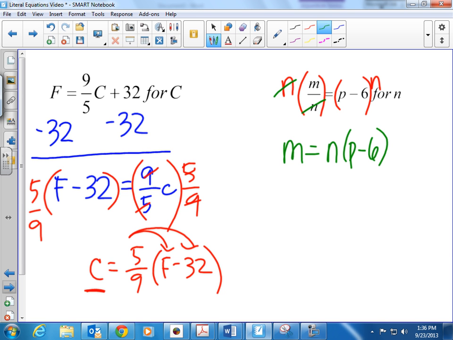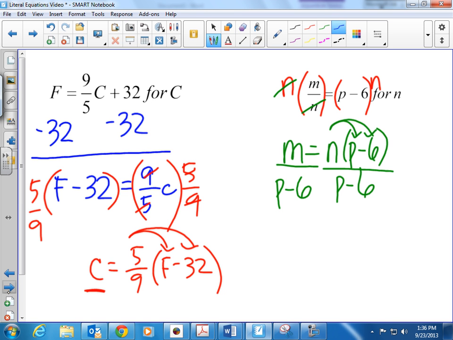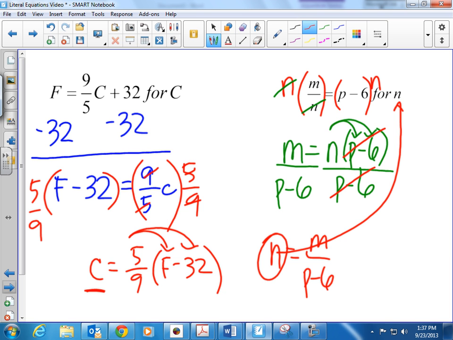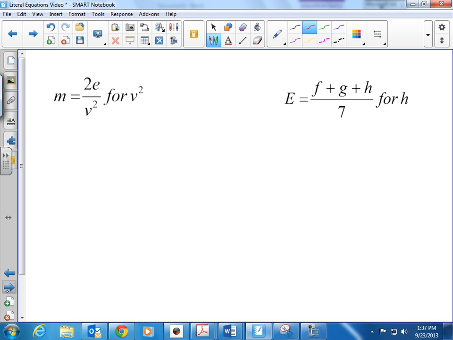Okay, now you have a couple options. You could distribute in the n right here, or I could see that n is being multiplied by p minus 6, that whole quantity. If I want to get n alone, I undo multiplication with division. So I'm going to divide each side by p minus 6. And I can do that because the p minus 6 was in parentheses together. So I have n equals m divided by p minus 6. I've gotten n alone, which is what they asked me to do in the problem. So I've done all I can do. Notice how we're not getting a single answer here, like n equals 6. That's not what happens when we have literal equations.